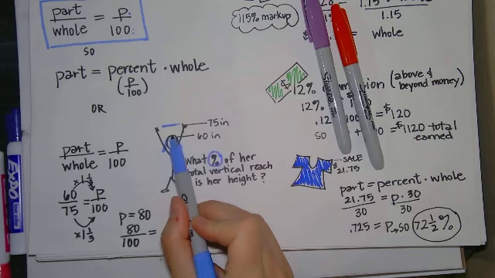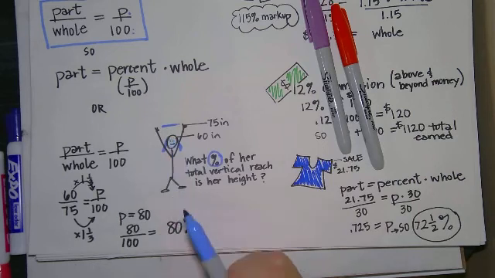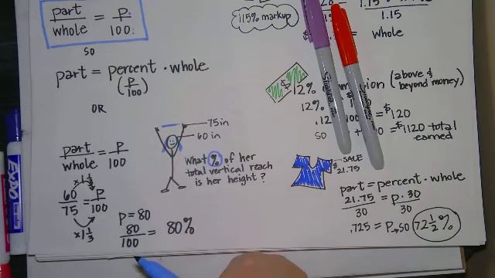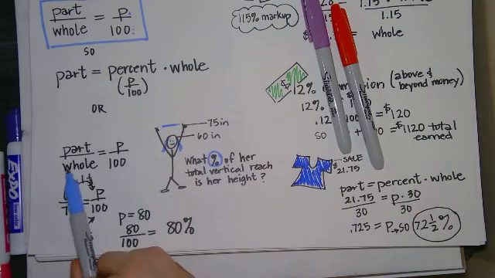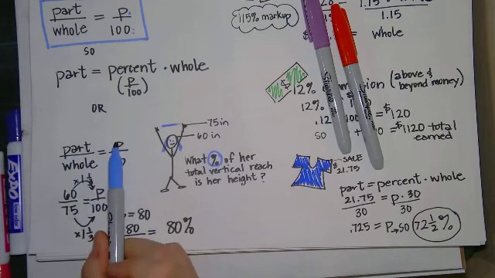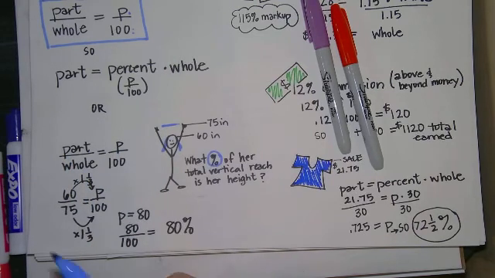Is her height 50% of her total reach? Is it 60% of her total reach? Is it 70% of her total reach? We're going to figure that out. So we're going to use this percent equation. So we have our part divided by our whole equals our percent out of 100.